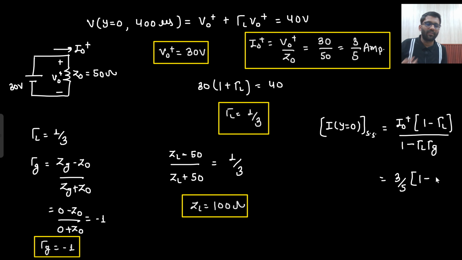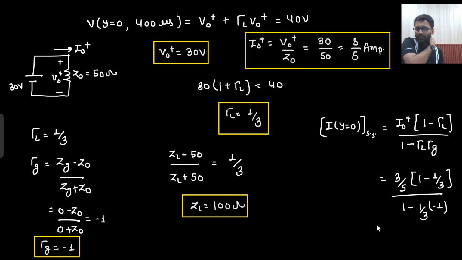What is the value of gamma L? 1 by 3, divided by 1 minus, what is the value of gamma L? 1 by 3. And what is the value of gamma G? That is minus 1. Okay. So this is 4 by 3. This is 2 by 3. So 2 by 5 divided by 4 by 3. So 2 by 5 will be 0.4, divided by 4 by 3. So that is coming out to be 0.3. Okay. So answer is coming out to be 0.3 ampere.